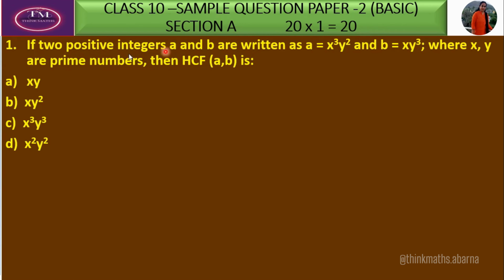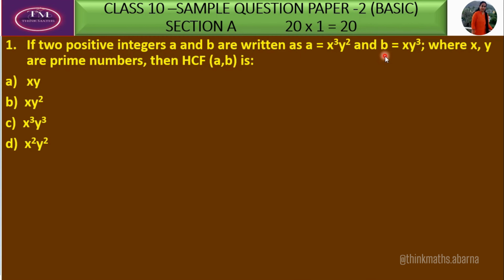carries 20 marks. First question: if 2 positive integers A and B are written as A equals x cube y square and B equals x y cube, where x, y are prime numbers, then HCF of A, B is. So this is a direct question. We have to find out the HCF of A, B. Already x and y are prime numbers.